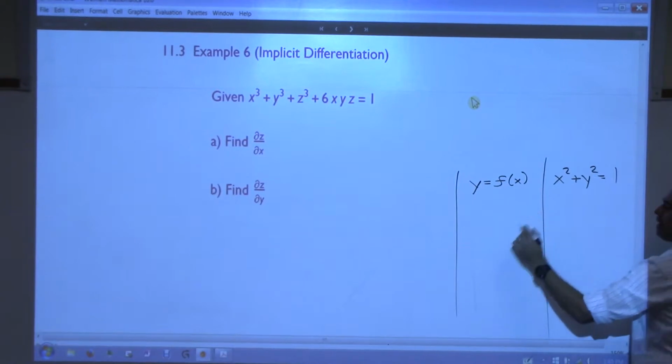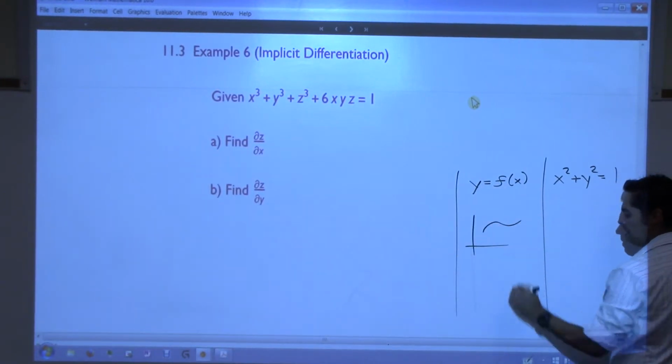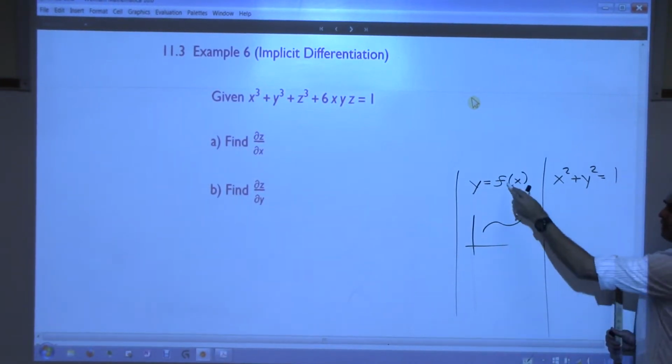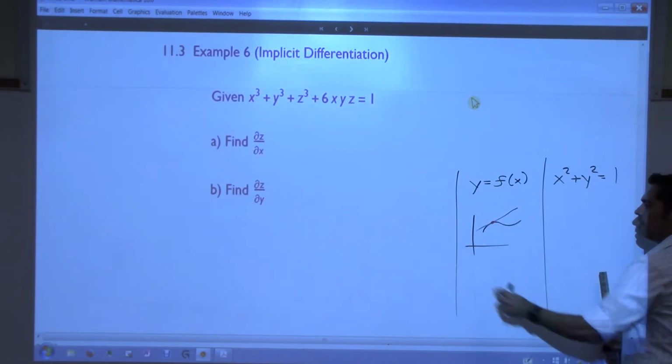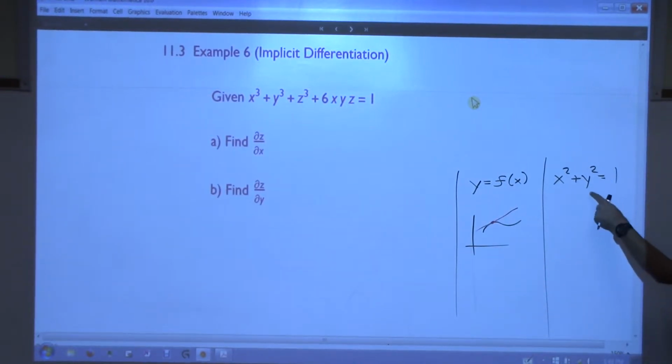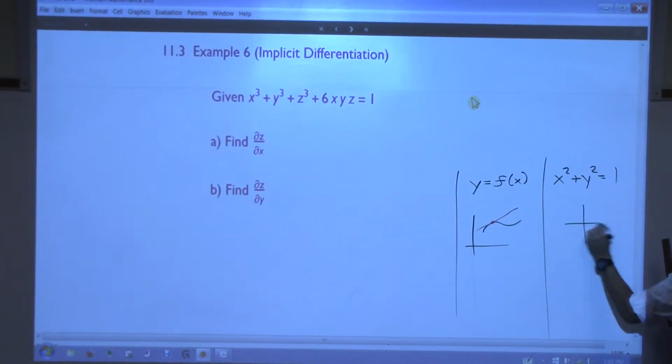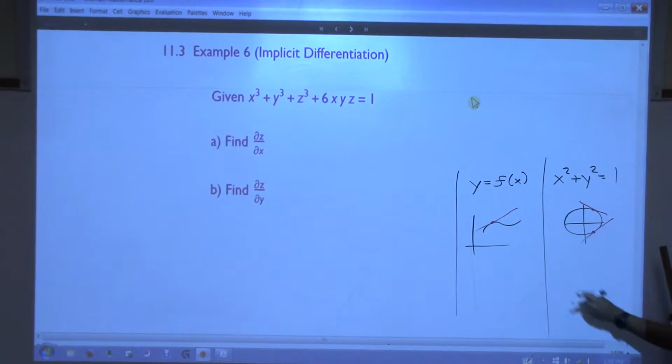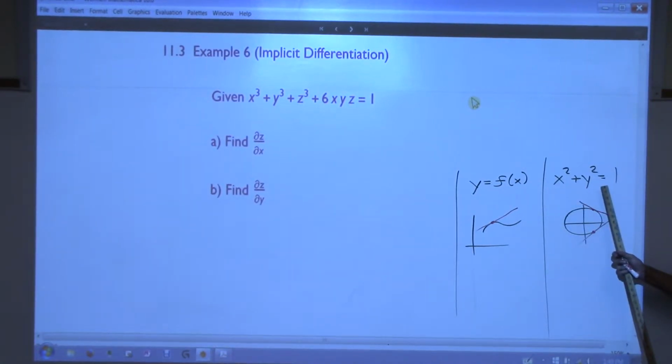Look, y equals f of x, Cal 1. Can you find the slope of the tangent line? If it's a function of x, can we find the slope of the tangent line? Yes. Okay, if it can't be looked at as a function of x, like here, it looks like a circle. It still is reasonable for us to ask about the slope of the tangent line here and here, isn't it? The way we did that is we did implicit differentiation on this. That's how we were able to find it.